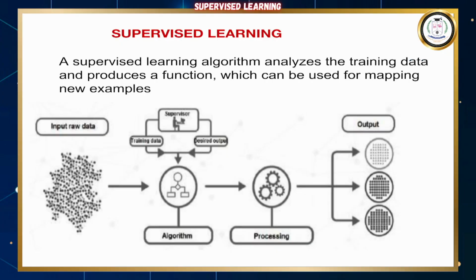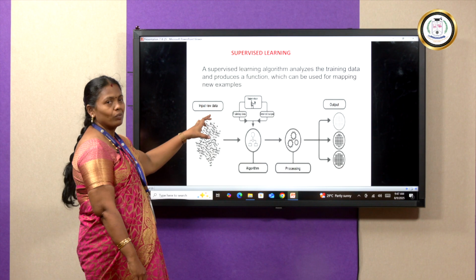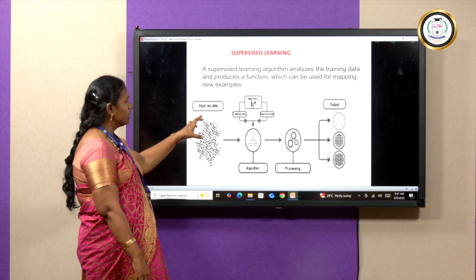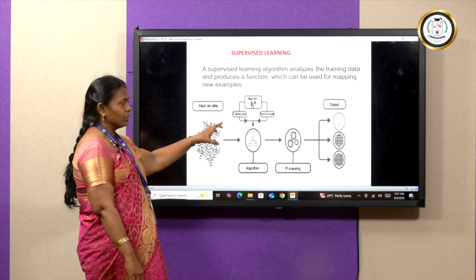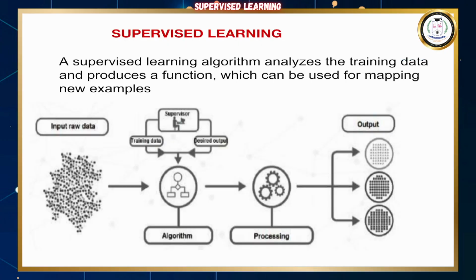See here in this diagram, this is my raw input data. From this, the data will be given to the supervisor first. He will be giving training to the raw data. The desired output that we want to get, you have to split. So both will be given along with the input raw data.